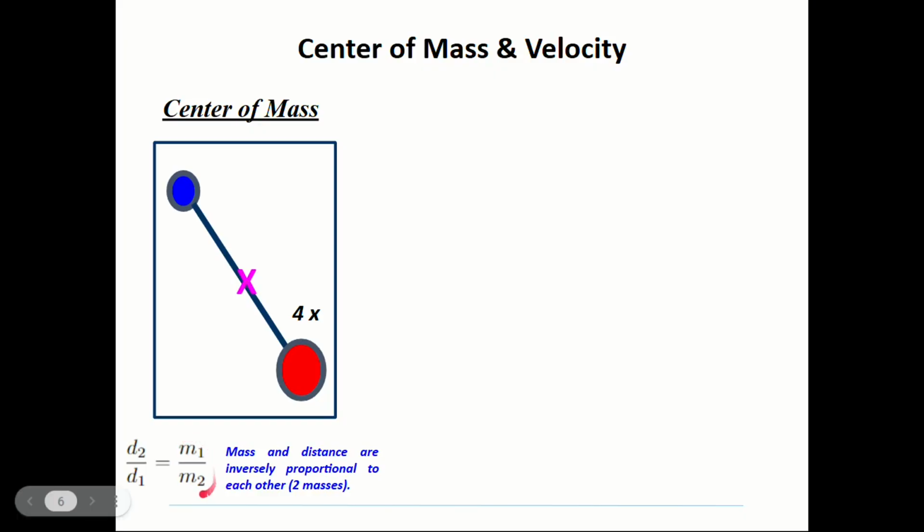And since we know M1 over M2 is 4, then we know D2 over D1 must be 4 as well. So D2 must be larger, and I define that as the distance from the blue mass to X. So this distance here, from here to here, must be 4 times larger than the distance from here to here.